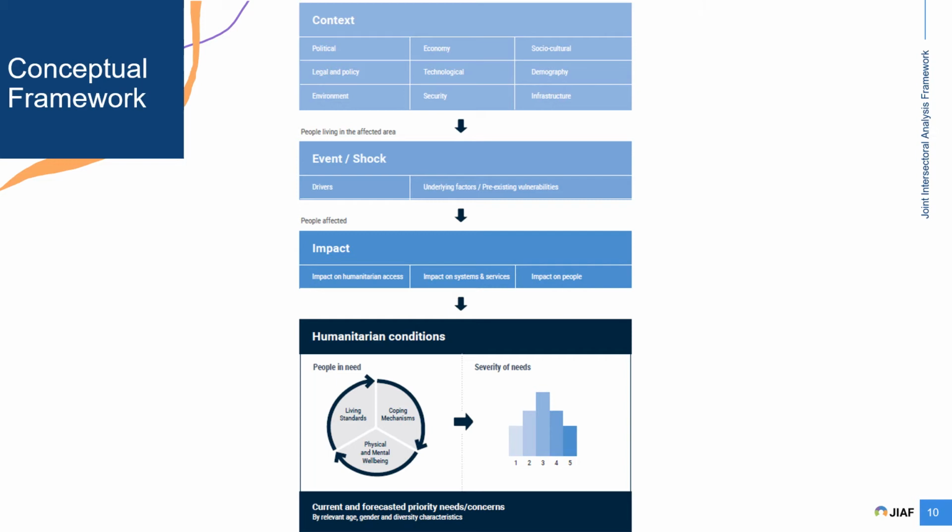Finally, the 5th pillar applies a forward-looking lens. The idea here is to project the needs based on the most likely evolution of the crisis during the planning period. This forecasting will also include projecting how needs may change in the absence of assistance that is currently being provided. These are the 5 pillars that define the conceptual framework. Now let's have a look at sort of the heart of the framework, the humanitarian conditions pillar.